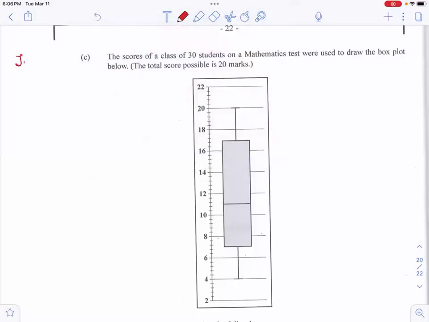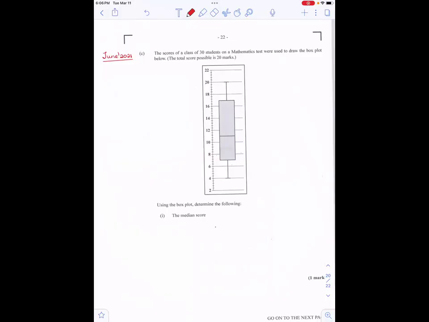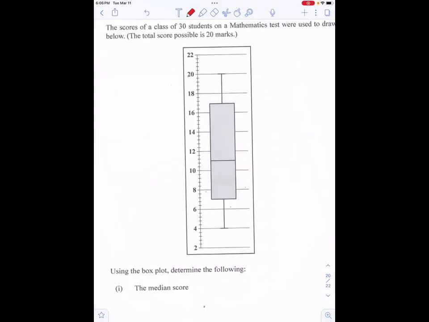So we have June 2021. And the question reads, the scores of a class of 30 students on a mathematics test were used to draw the box plot below. Using the box plot, determine the following. So let me just make this a little bigger here. So we want to use that box plot to determine the median score.